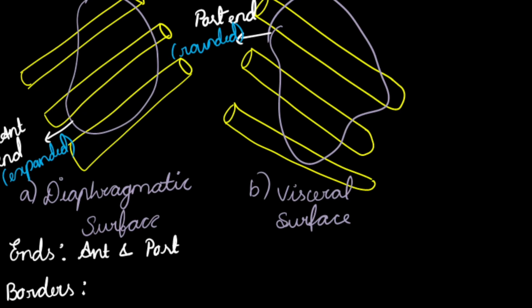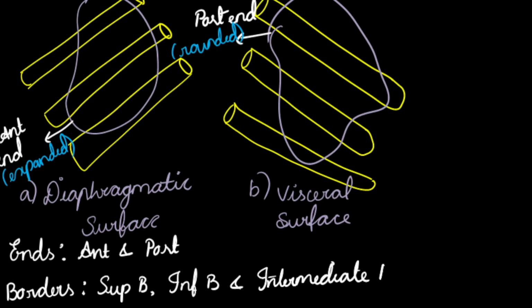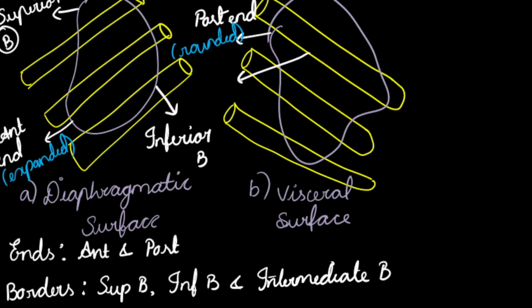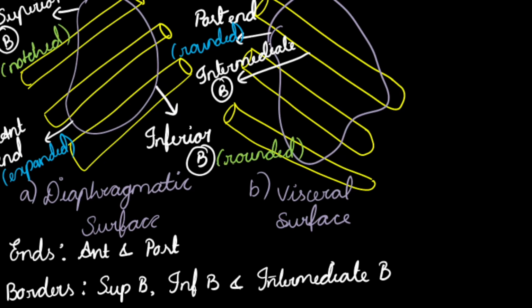So now regarding the borders, there are 3 borders: superior border, inferior border and intermediate border. And this is the superior border, this is the inferior border, and in the visceral surface we will be getting our intermediate border. So the superior border is notched and it is near the anterior end, and this inferior border is rounded, and this intermediate border is rounded and directed to the right. So we have seen the ends, the anterior end and posterior end, and the borders, that is superior border, inferior border and intermediate border.